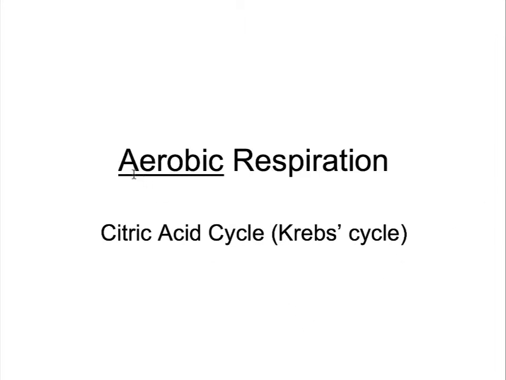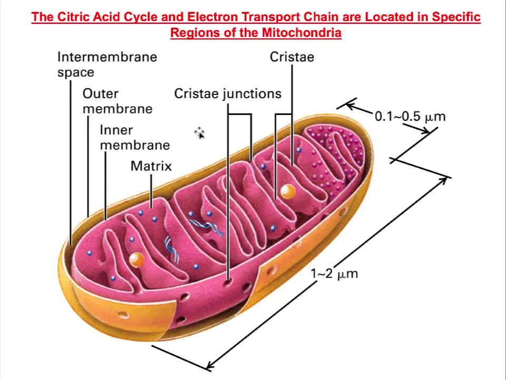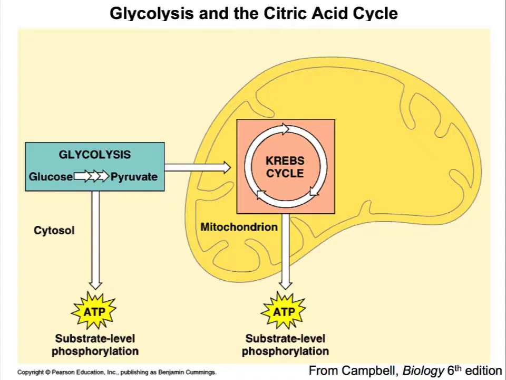In that case, the reactions of glycolysis are continued to be pushed into the mitochondria, where the citric acid cycle enzymes reside. So the pyruvate is pushed into the matrix of the mitochondria. Students should be familiar with the anatomy of a mitochondrion, as indicated here. So here's a quick summary of where we are.